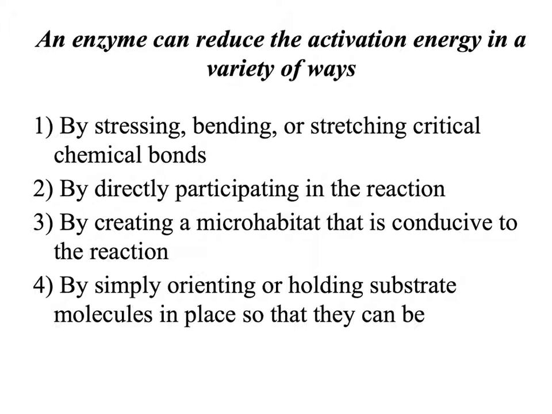The fourth way that we can lower the activation energy is by simply orienting or holding substrate molecules in place so that they can be modified. So enzymes are good at grabbing hold of molecules and putting them in the correct orientation or the correct location so that they can react together. Without that enzyme, those molecules bouncing around randomly would have to bounce together in the correct orientation all on their own.